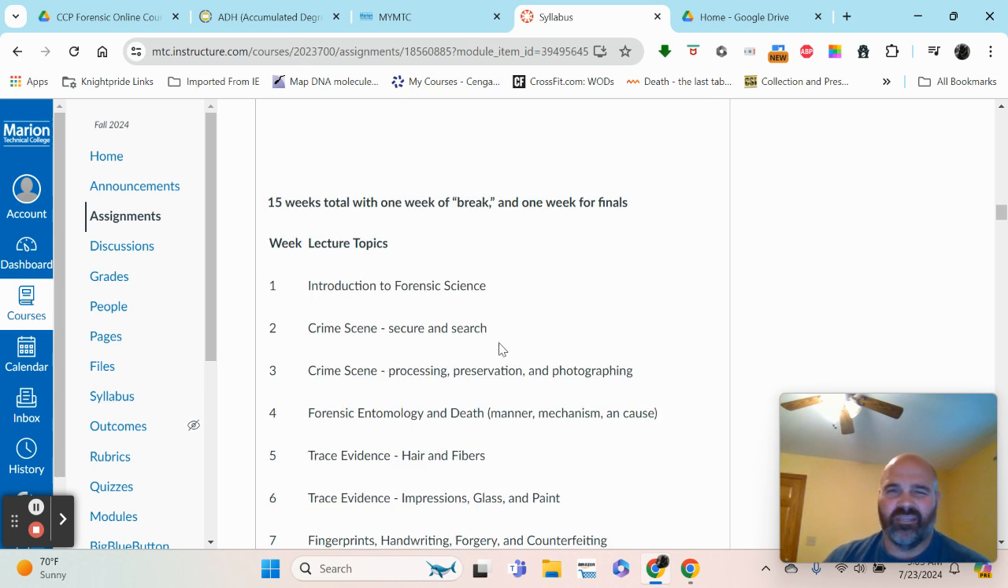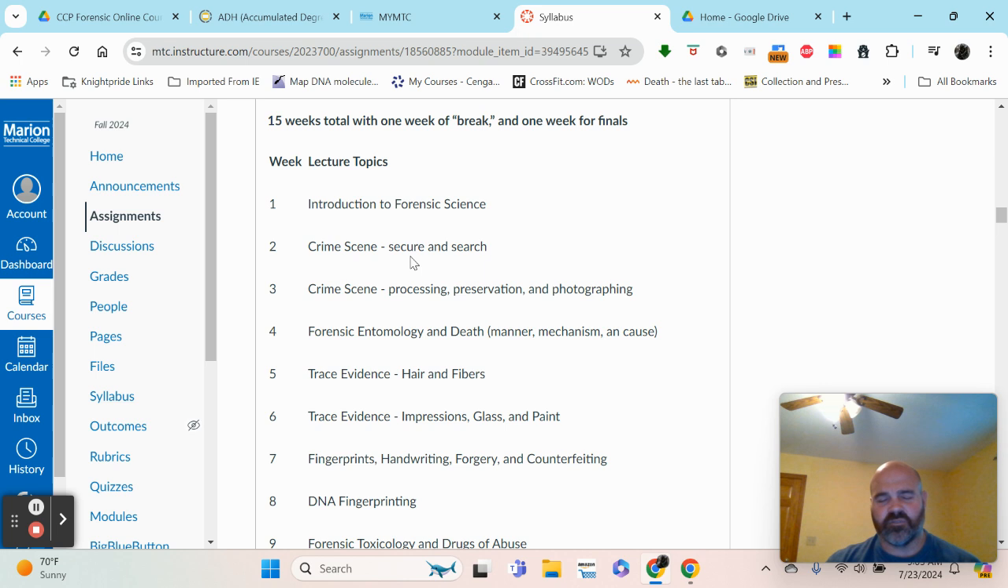The outline, again, this is a pretty rough outline. All of the topics are covered. Some of them take a little longer than others, but you'll get an introduction, and then we'll do the topics in terms of securing and searching crime scenes and processing evidence, how to package it, how to transport it, all that stuff.